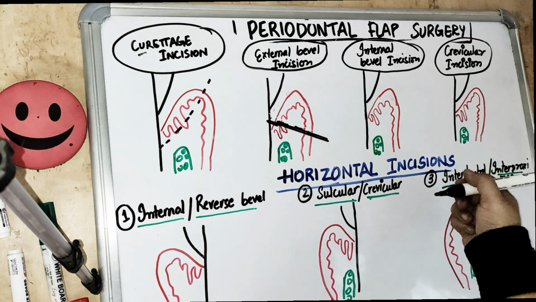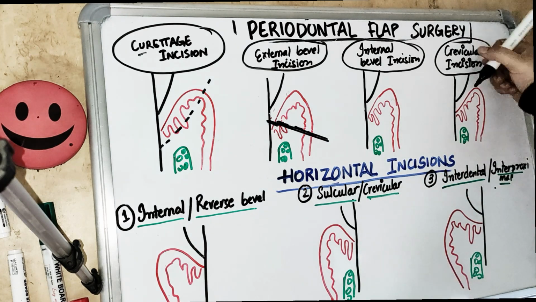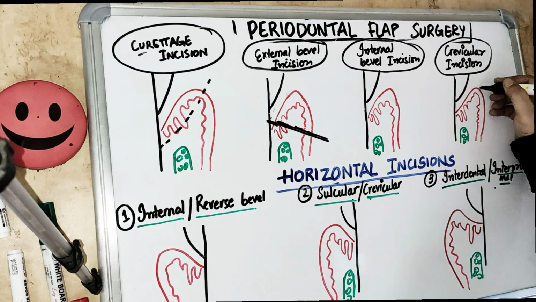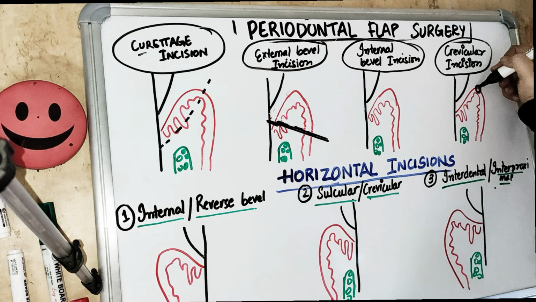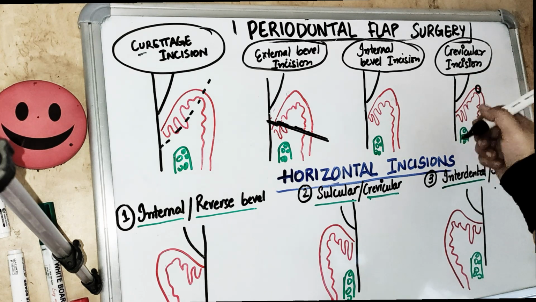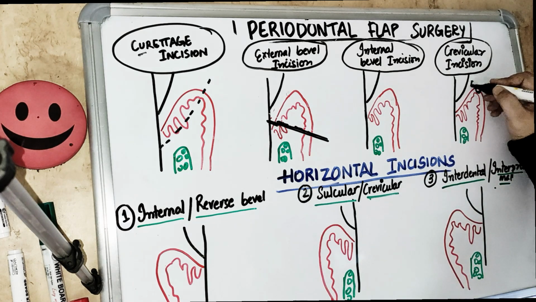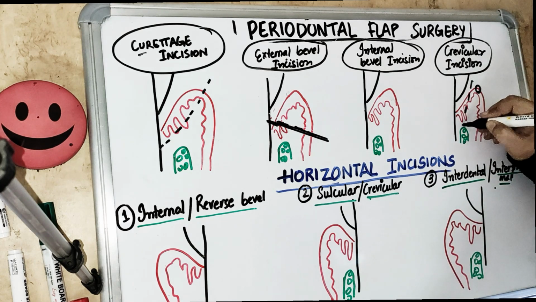So the crevicular incision, or the sulcular incision, is the incision which is given from the gingival sulcus. So this one is our marginal gingiva, right? We are going inside the marginal gingiva, inside the gingival sulcus, and we are going towards the bone. Now this kind of incision we also use in the modified Widman flap.